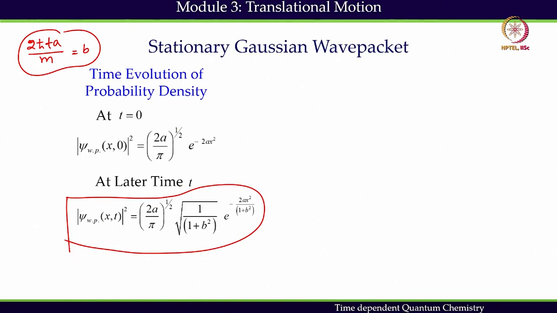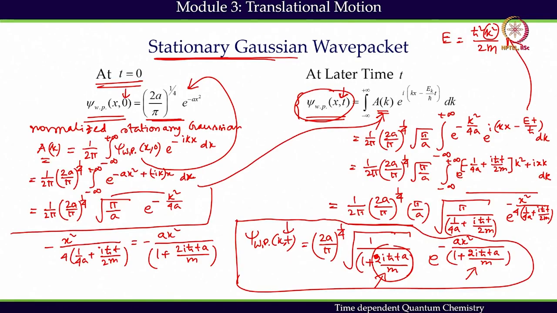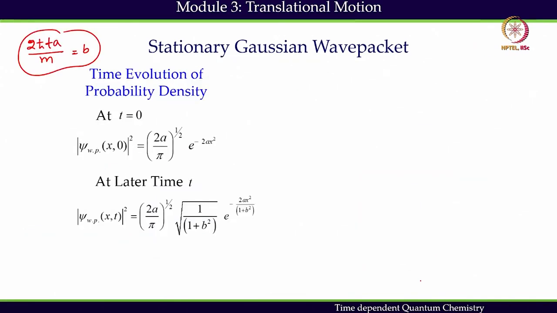Well, this is not density yet. We haven't reached there yet. So first we have to represent this wave function in terms of b: psi Wavepacket x,t equals (2a by pi) to the power 1 by 4, square root of 1 by 1 plus ib, e to the power minus a x square divided by 1 plus ib.